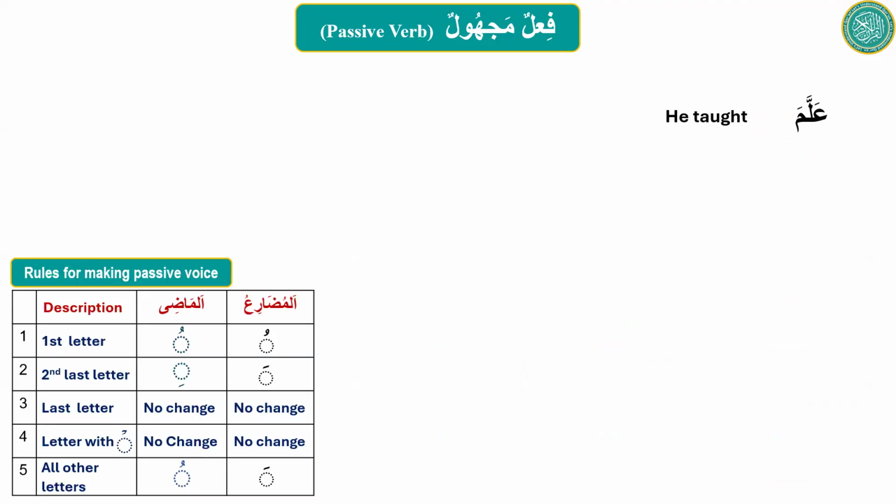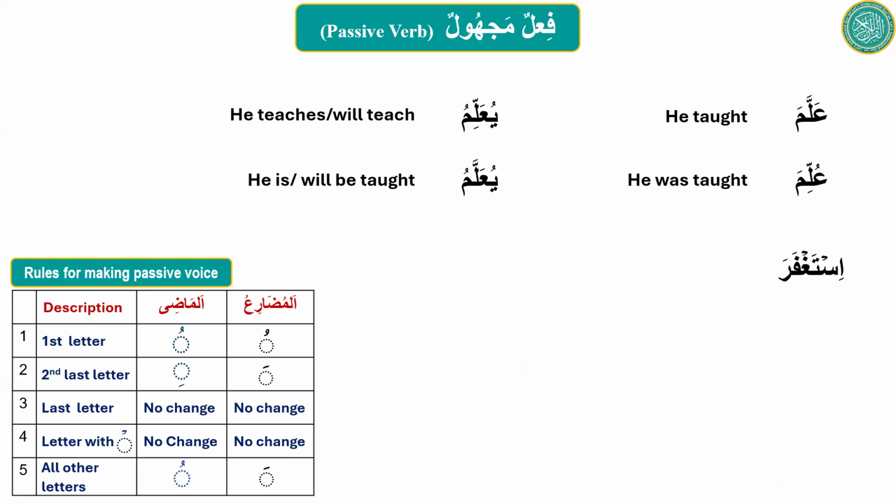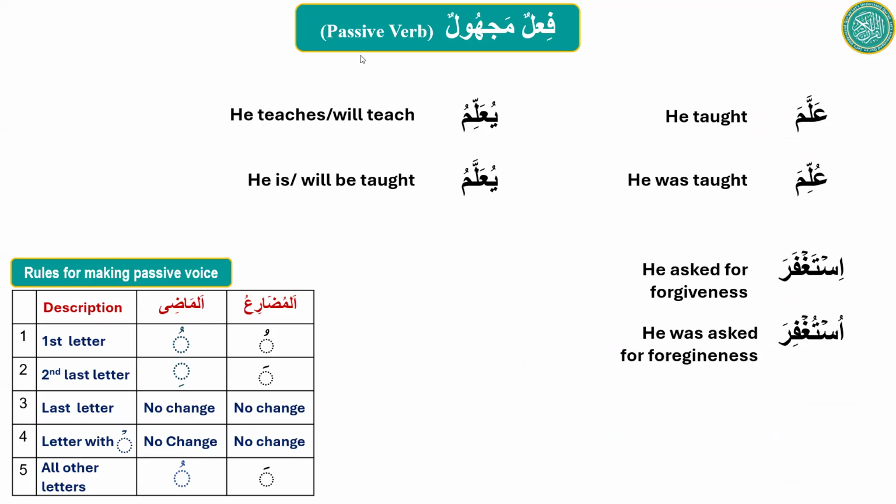Okay. And then we learned a few more words. علم becomes علم. يعلم becomes يعلم by applying these guidelines in the table. And then we did استغفر, استغفر. And then يستغفر. What will be yastaghfir? Let somebody do the last one.